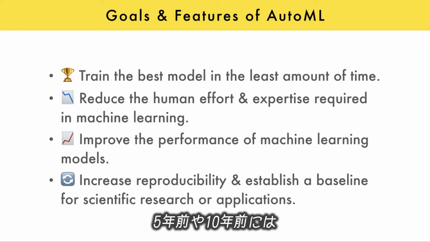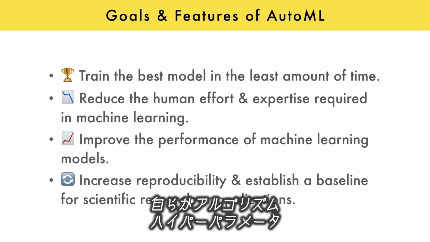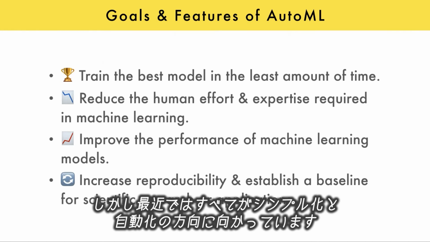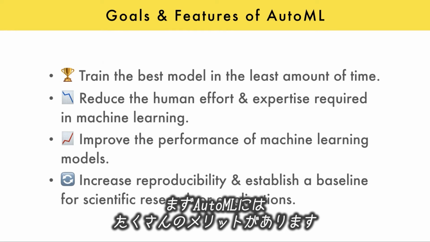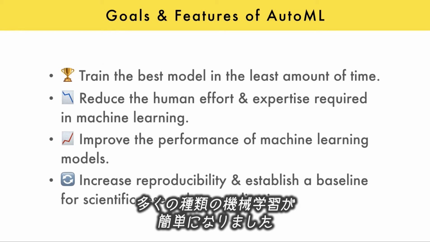Maybe 5 or 10 years ago, as a data scientist, well, I don't even know if people were calling themselves data scientists 10 years ago, but you used to have to be an expert at every single algorithm and all of the hyperparameters and tuning everything. But these days, everything is headed towards simplifying and automation. This can be used for a lot of different reasons. There are a lot of nice benefits of AutoML, including making it easy to do lots of scientific research without having to be a machine learning expert, or industrial research. Any type of application of machine learning has been made easier by this.